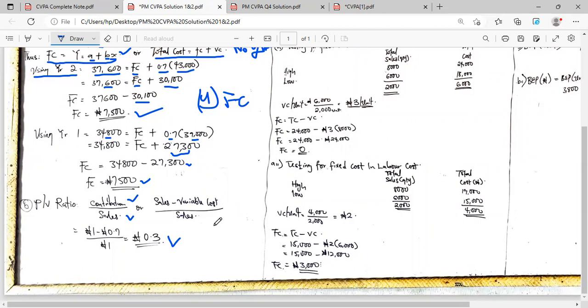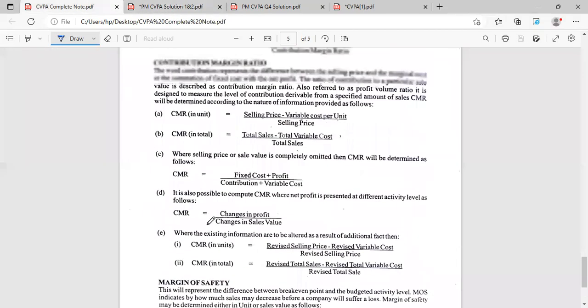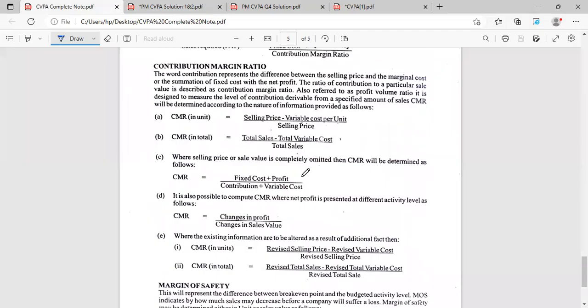Are you solving it per unit? Is that the formula you are using? Yes, that's the PV ratio formula I'm using in units. Contribution margin ratio: either I use this formula or I use sales minus variable cost all over sales. Let's check the notes. Contribution margin ratio. This is it: selling price minus variable cost all over selling price. So it's the same thing.